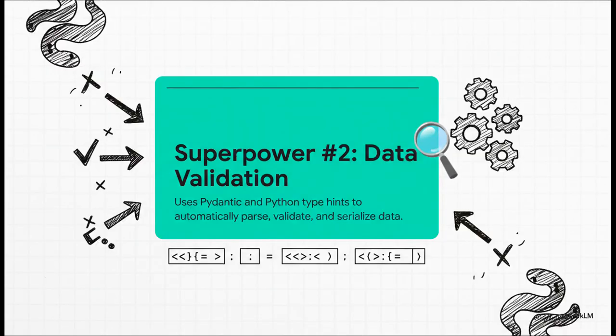Next up, and this one is huge, is automatic data validation. This is all thanks to Pydantic. All you do is define what your data should look like using standard Python type hints. That's it. FastAPI handles everything else. It validates all the incoming data for you, and if it doesn't match, it gets rejected immediately with a super clear error message. No more manual if this, then that validation code.